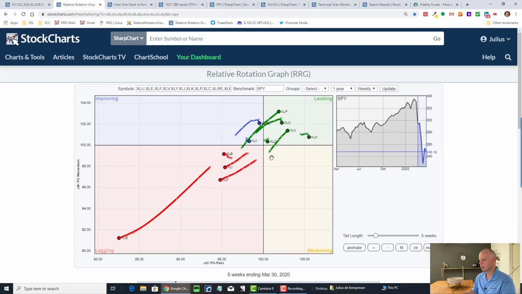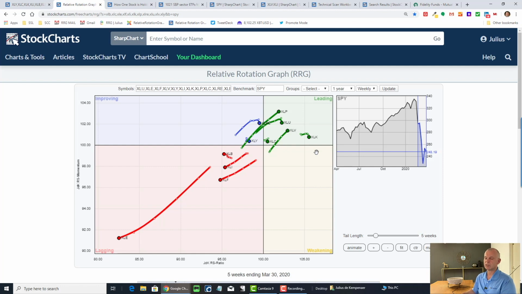And now we have two more. We have communication services. We've talked about this sector a couple of times already. It's very close to the benchmark. It's staying in line with the benchmark. Not a lot of alpha to be gained there. And then we have technology, which is maybe the new defensive sector, as it's holding up really, really well at the right-hand side of the graph.